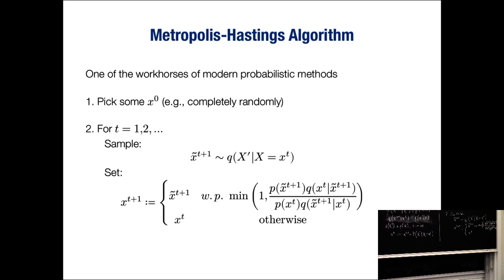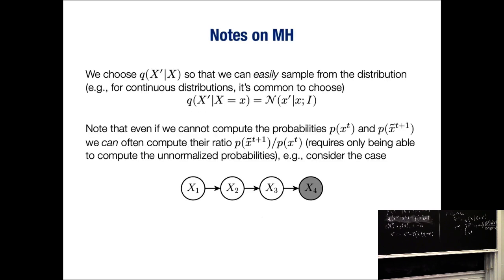So of course, the key part is, what's going on here? What on earth is happening in this expression? Why does it generate a sample from the distribution we care about in the end? Before that, though, I want to mention one thing. First of all, we often choose Q of x prime given x to be something simple, where we can generate samples from it.